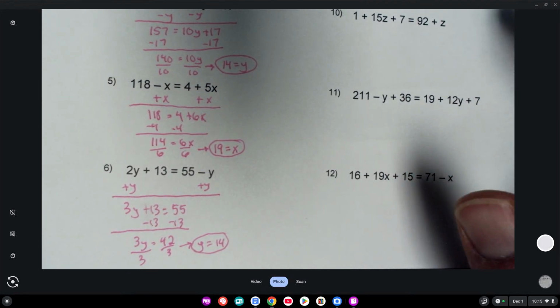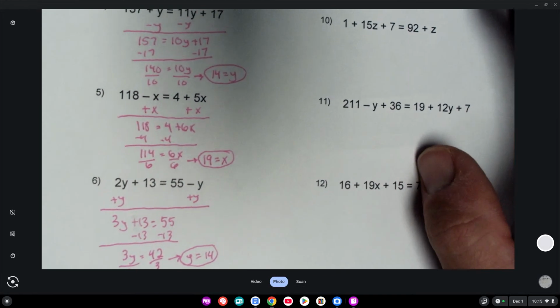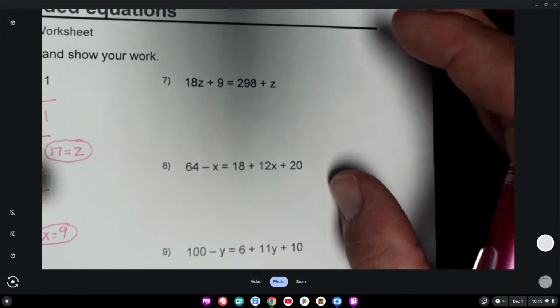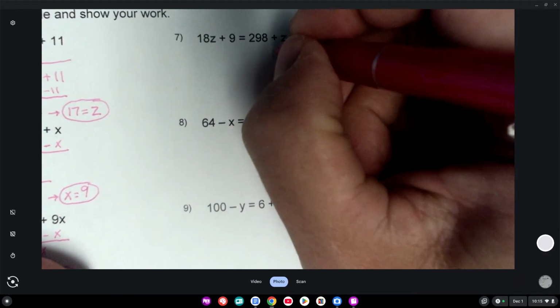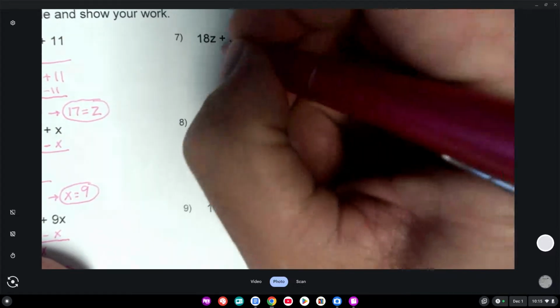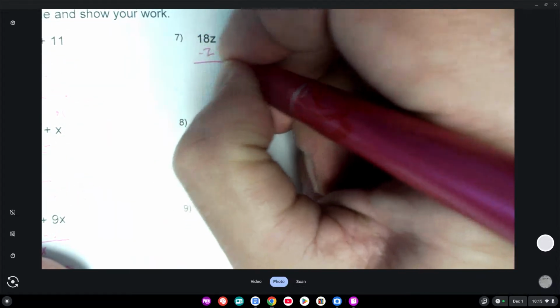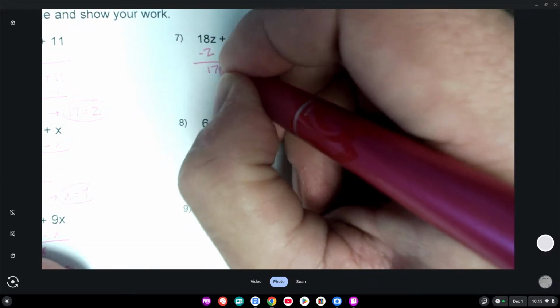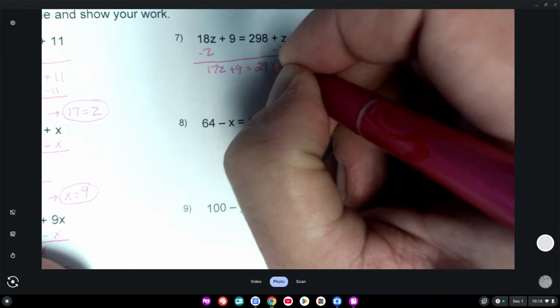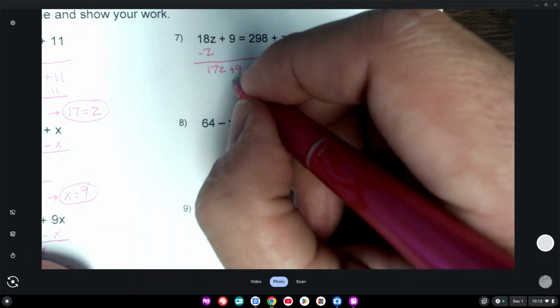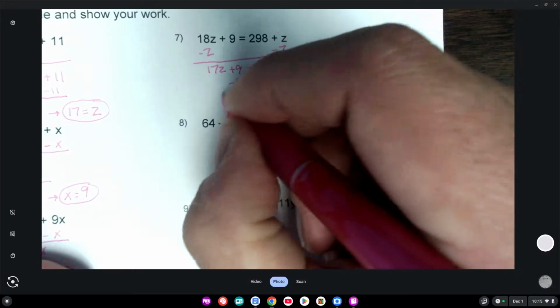Alright, let's go back up to the top. Number 7. I've got 18z, and I've got plus a z. I'm going to subtract a z from both sides. That gives me 17z plus 9 equals 298. Subtract 9 from both sides.